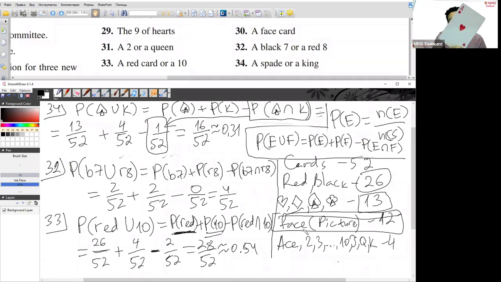You have just a heart. There is no picture. Only these 3 have pictures: king, queen, and jack. Therefore, face cards, how many? 12. There are 12 face cards. So number 30, you write 12 out of 52. Okay, 12 divided by 52. Okay, so let me clean this.